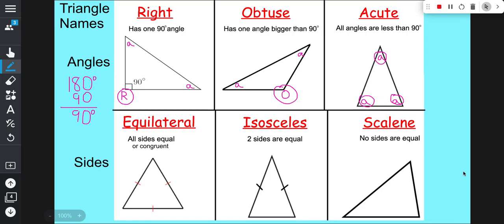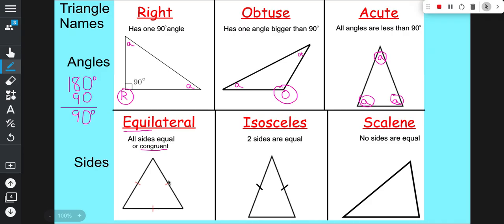The next part we're going to talk about are the last names of a triangle. The last names are associated with their sides. The first one is called equilateral triangle. The first part of that word is pretty much the same as the word equal. So in this case, that triangle needs to have all sides that are equal. We also call that congruent. When all sides are the same, they are congruent.